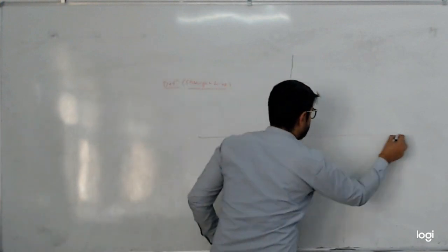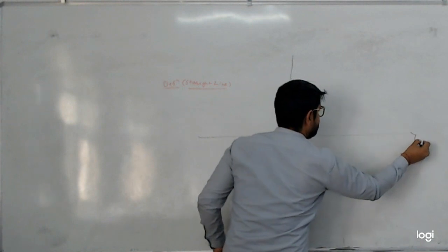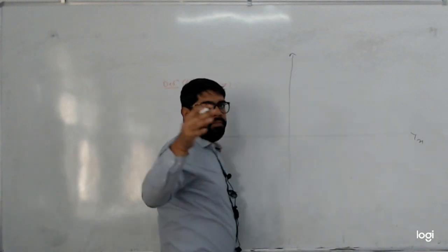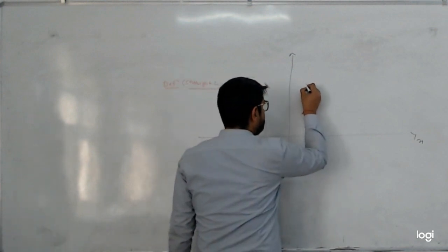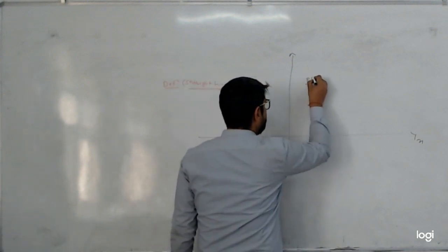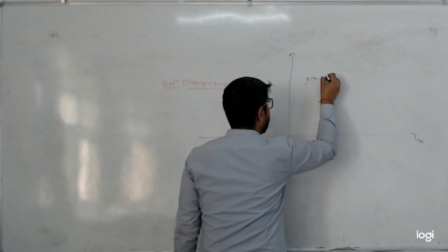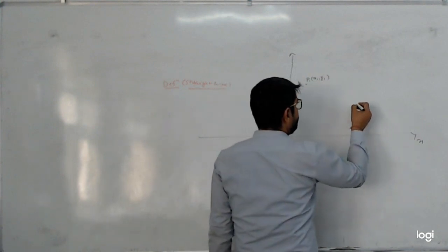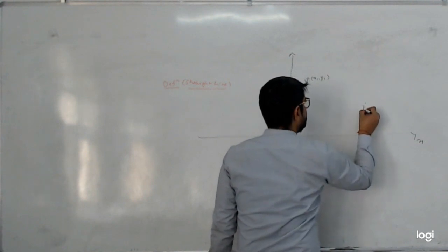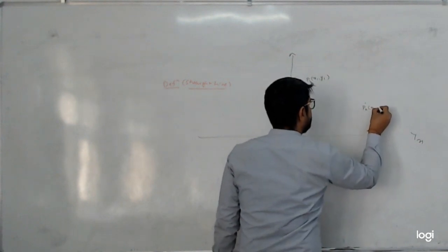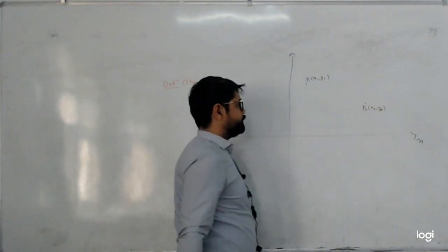y-axis, this is for my x-axis. I am given 2 points. मुझे 2 पॉइंट given है. So first point is say P1 which has coordinate say x1 comma y1, and I have another point say P2 which has coordinate say x2 comma y2.